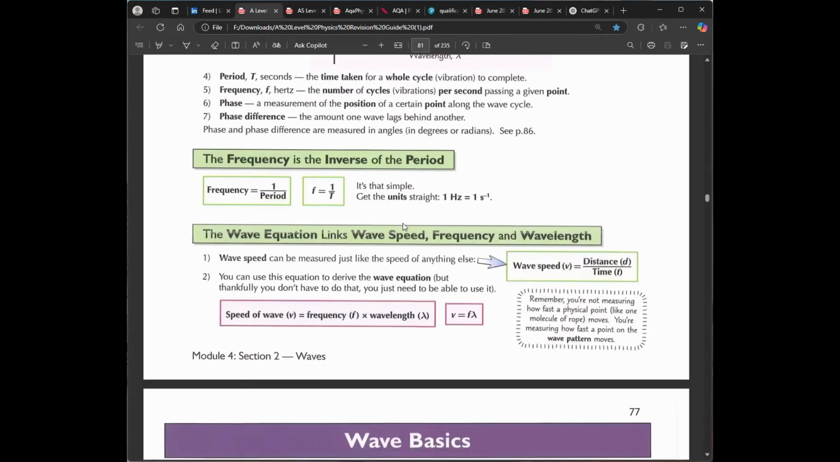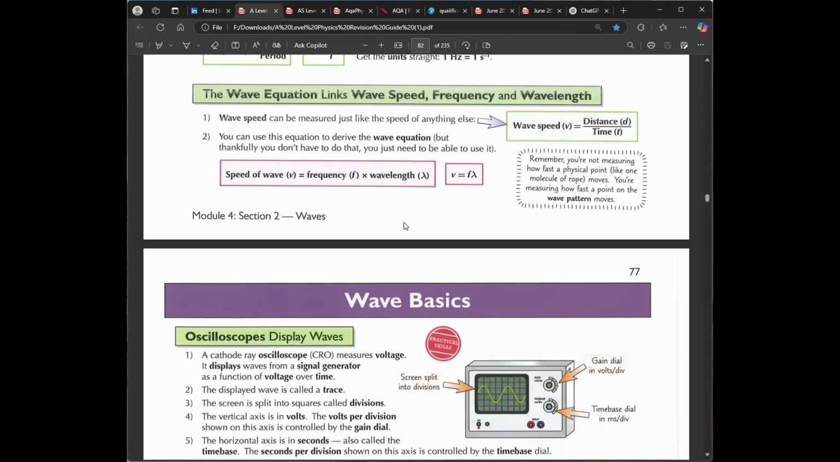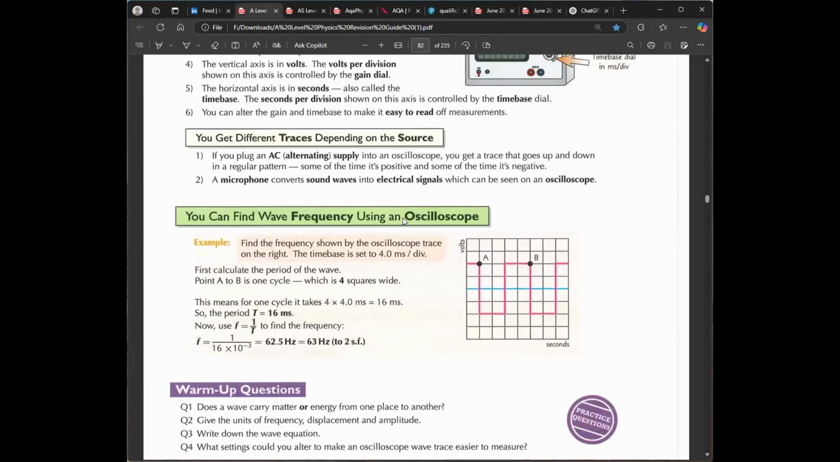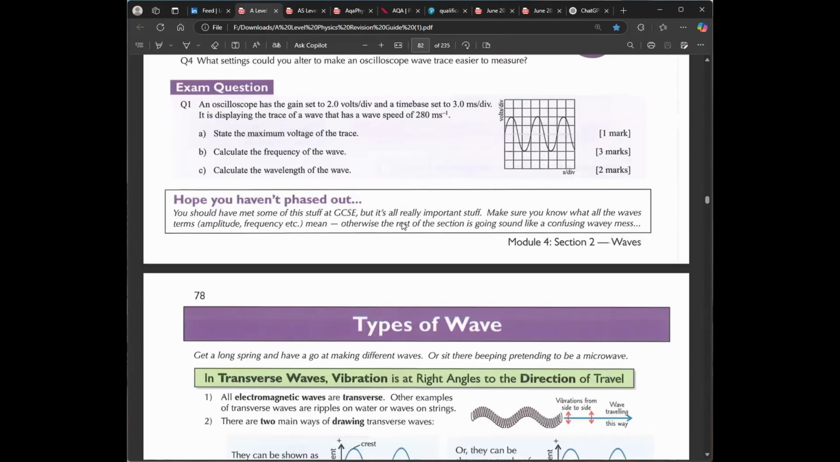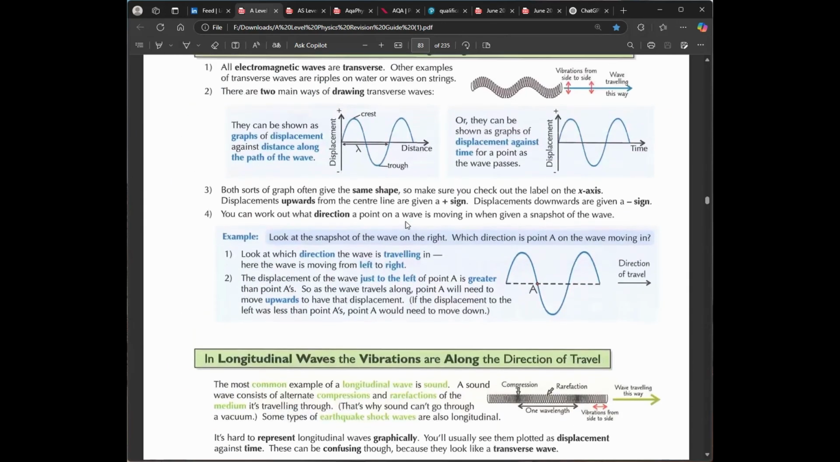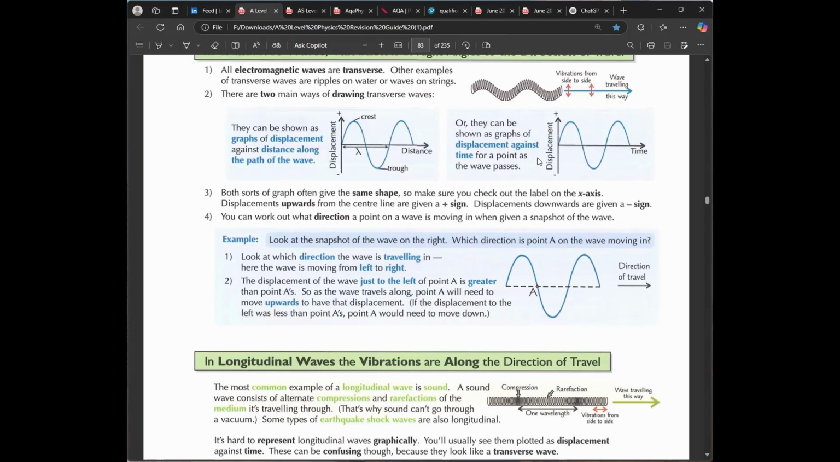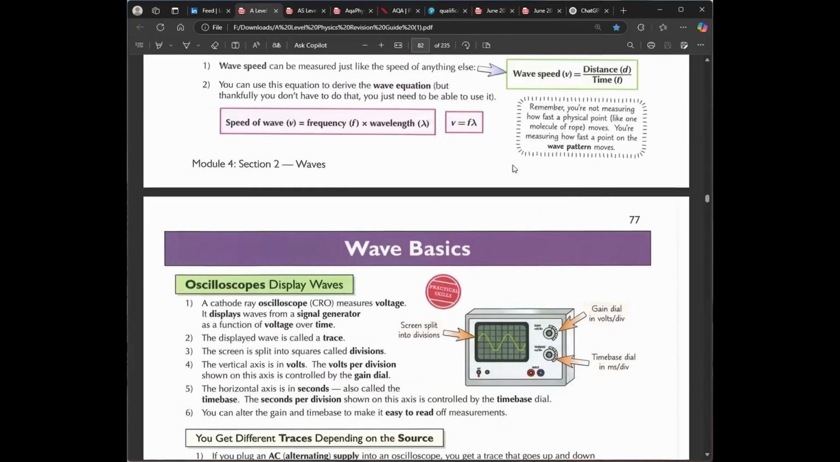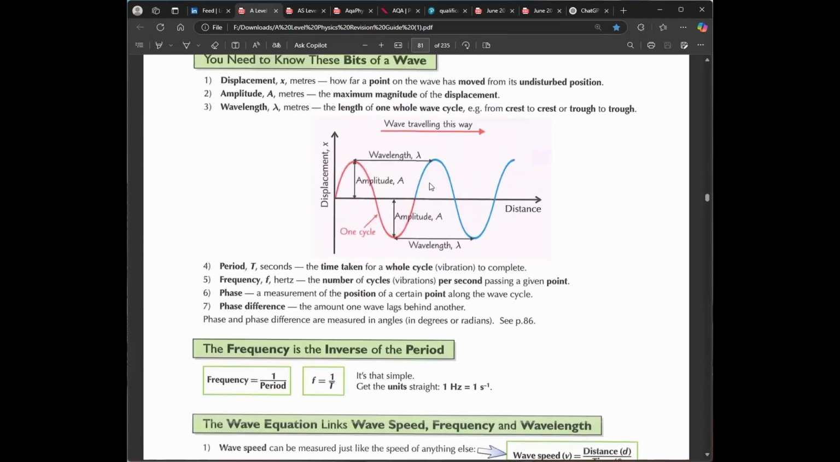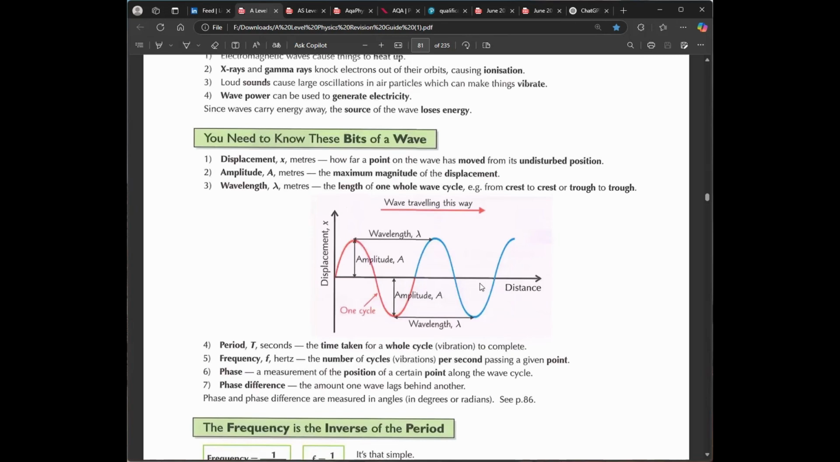There's another way of showing a wave using a graph, which is displacement versus time, like this one, as you see here. Both can be used in different ways. I'll go through the one that's the most important, and usually you'll see this one mostly. So this is displacement versus distance.